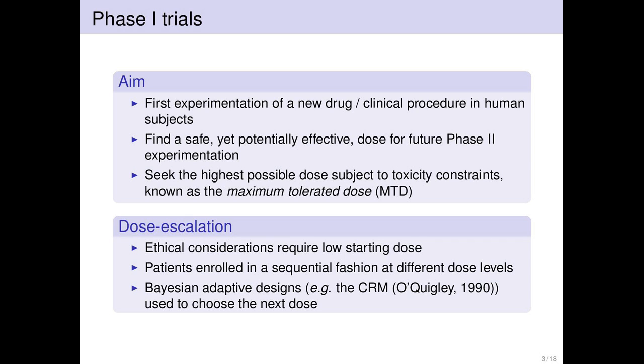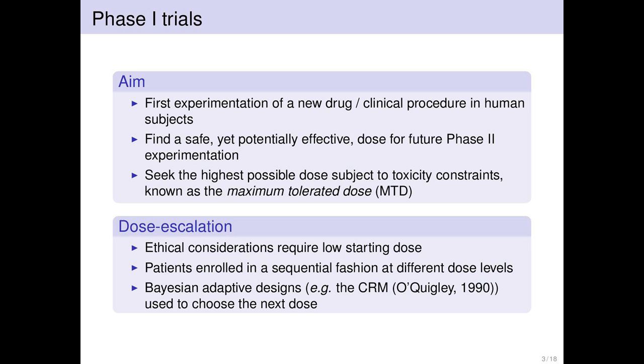Now, because of ethical considerations of trialling this new drug first time in man, we usually start at a low starting dose and patients are enrolled in a sequential fashion at different dose levels. So commonly you see adaptive designs used in this field, and Bayesian adaptive designs, for example, the continual reassessment method as proposed by O'Quigley, are very fashionable and have been used to choose the next dose.